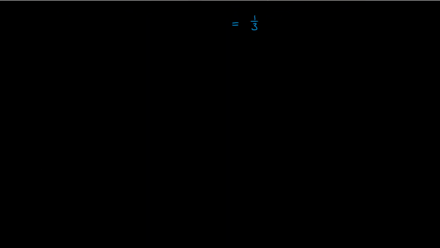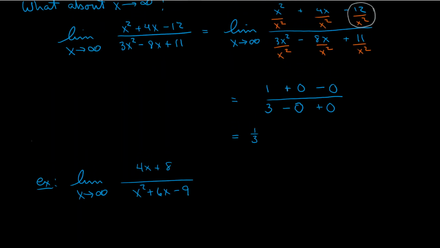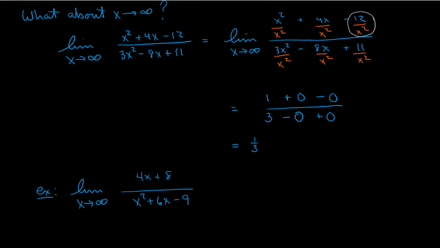Try this one. Let's say we have the limit as x goes to infinity of 4x plus 8 divided by, let's say, x squared plus 6x minus 9. If you want, use this strategy that we just used in the problem immediately before this, where you identify the highest power of x, divide everything by that, and then evaluate term by term. So pause your computer, give this a shot, see what you come up with.